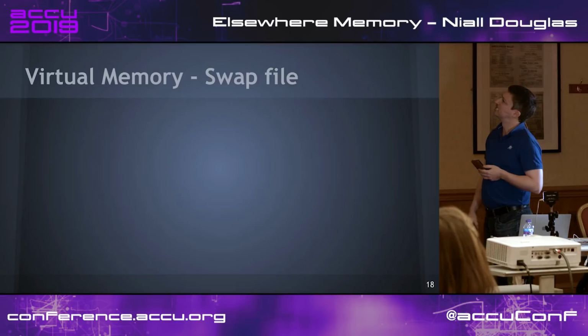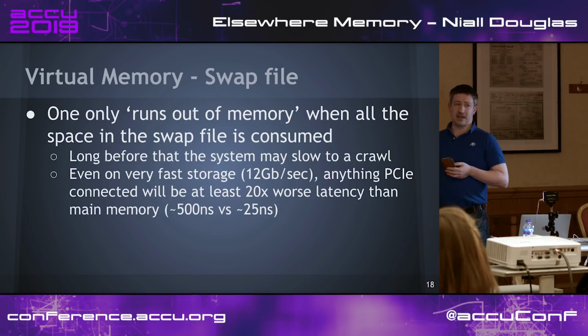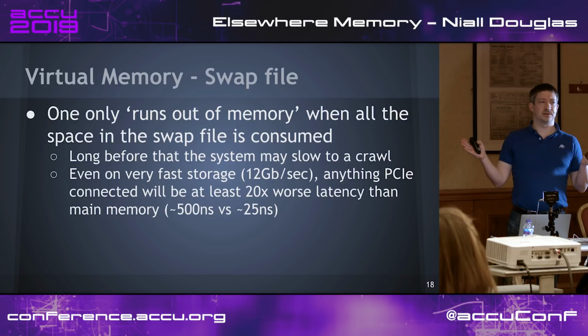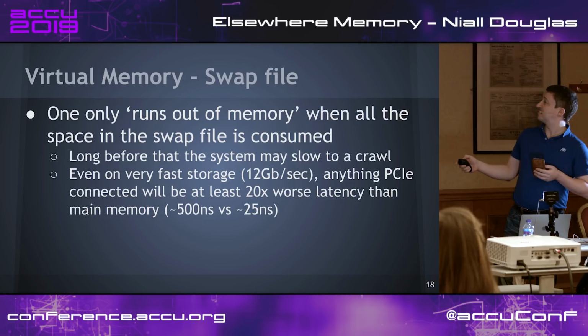Now, what's interesting here is that even if you have top-of-the-range storage, so if you just buy yourself one of the brand new Samsung SSDs, which has a PCIe 4 interface on it, it can do about 12 gig a second. No trouble. The latency is minuscule. But the trouble is that even if you compare it against main memory, you're talking about 500 nanoseconds to do a PCIe transaction, because that's how long PCIe takes. And main memory can do it in 25 nanoseconds. So anything that's connected by a PCIe bus is going to be high latency no matter what you do until they replace PCIe.